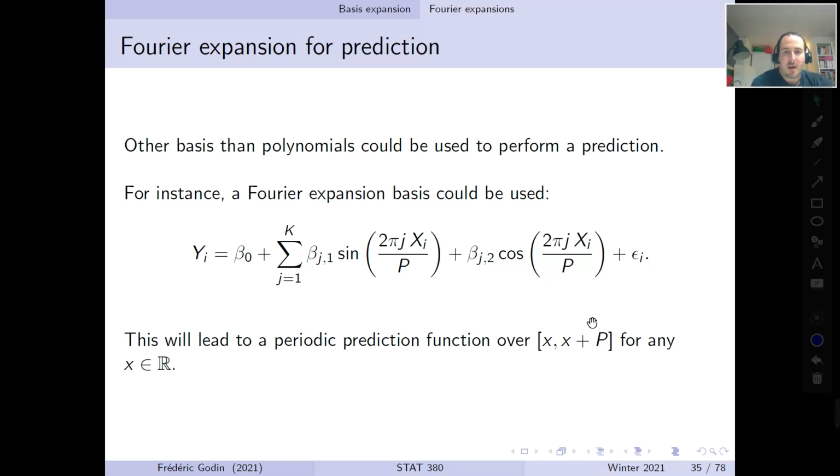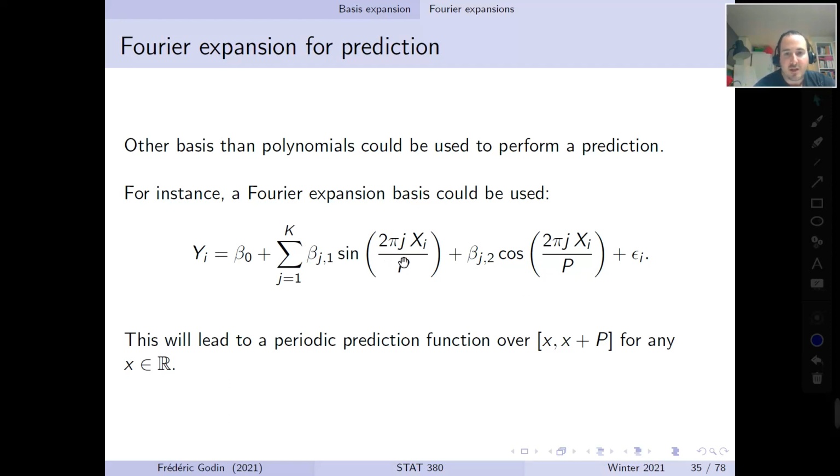Okay, so now what happens with that is these types of functions would lead to a periodic prediction function over x until x plus p for any real value of x. Okay, so here the denominator in this expression is p.